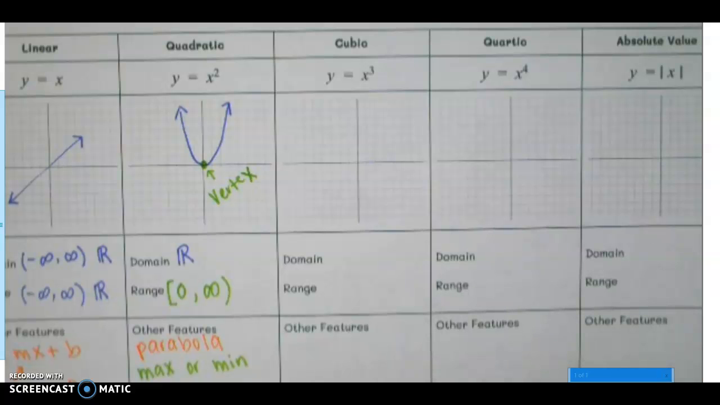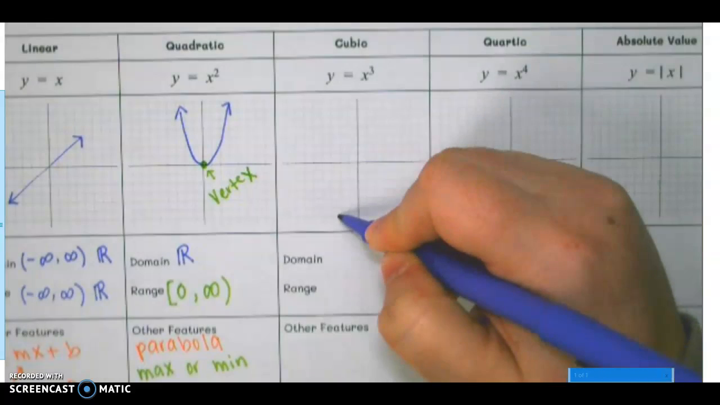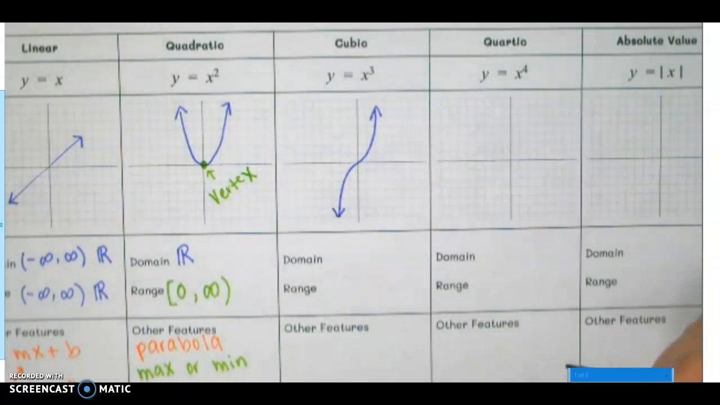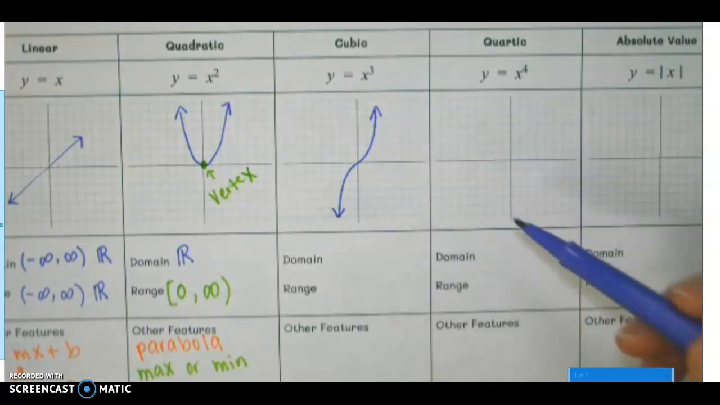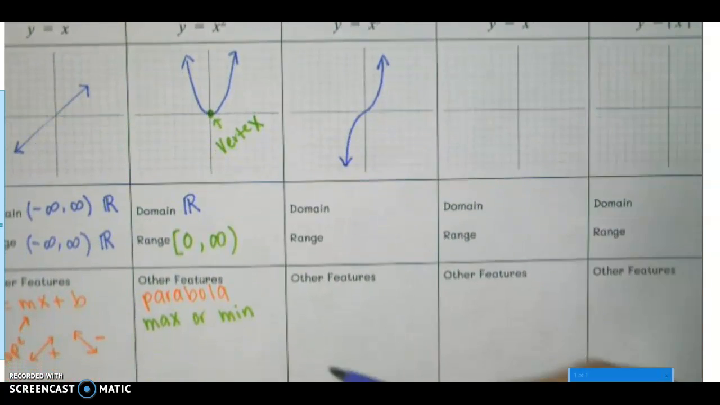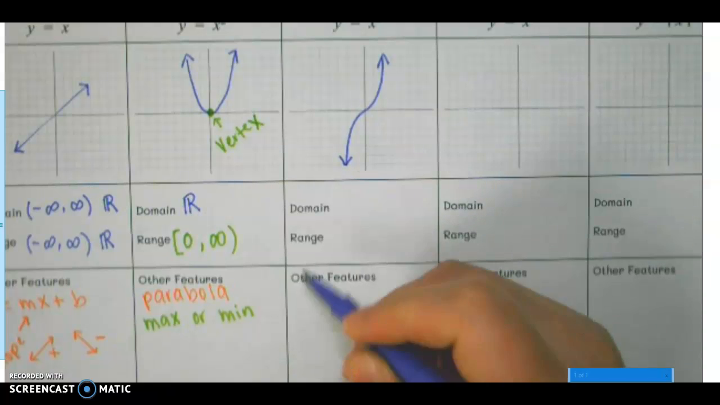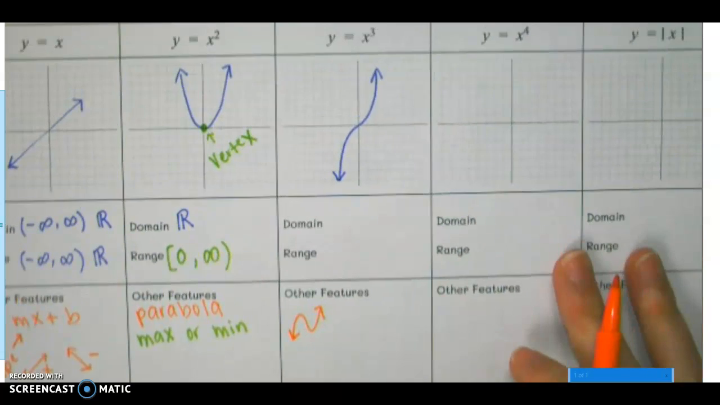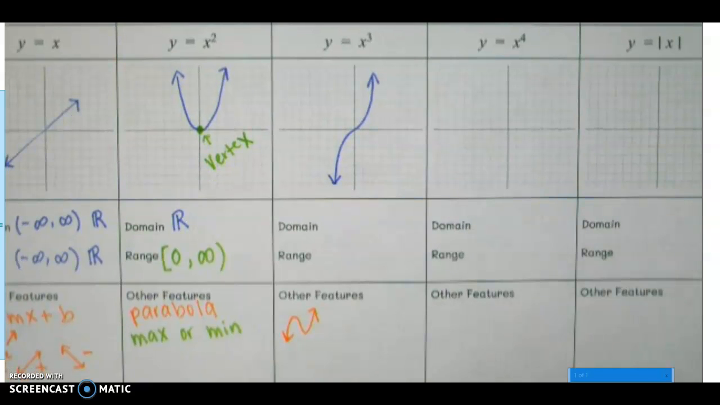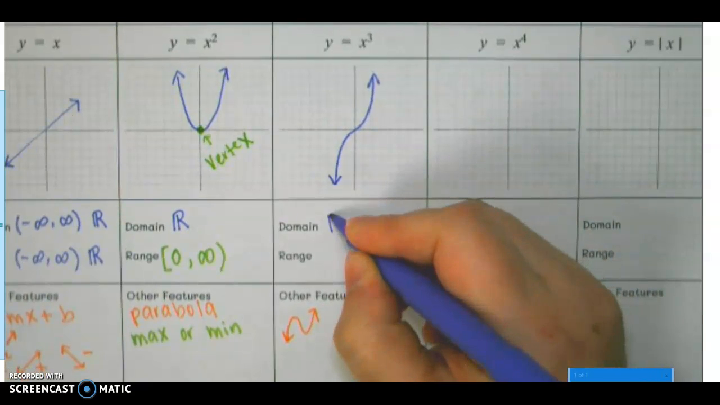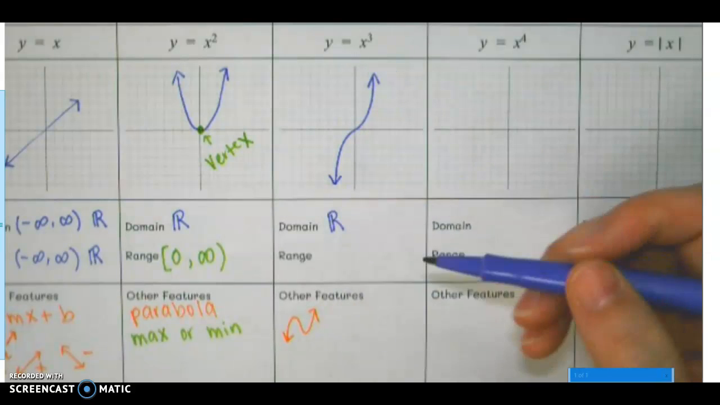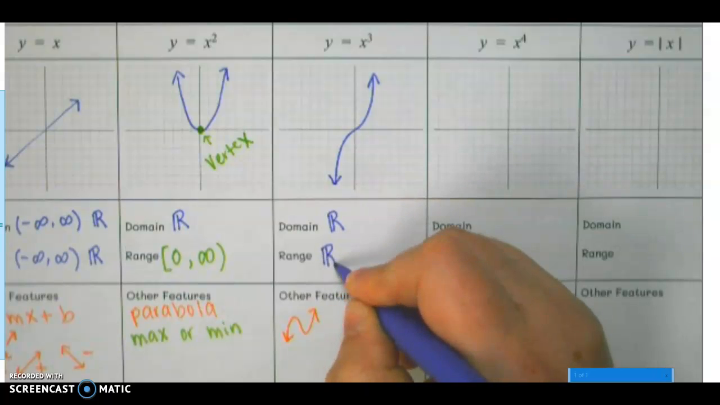All right, cubic has x to the power of 3. You can recognize cubic by this kind of wavy shape. It can get a lot more wavy than that, but this is maybe the most wavy that it's going to get. I mean, it could also look like that. And again, arrow to the left, arrow to the right. So the domain is all real numbers. Arrow pointing down, arrow pointing up. So the range is also all real numbers.